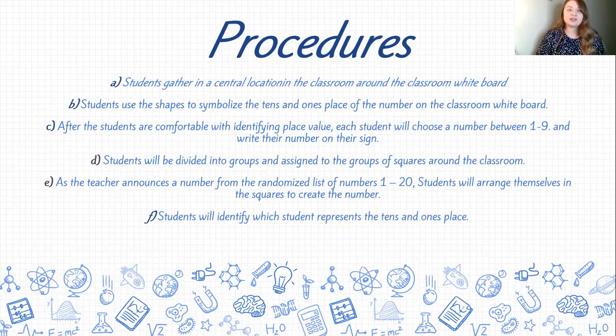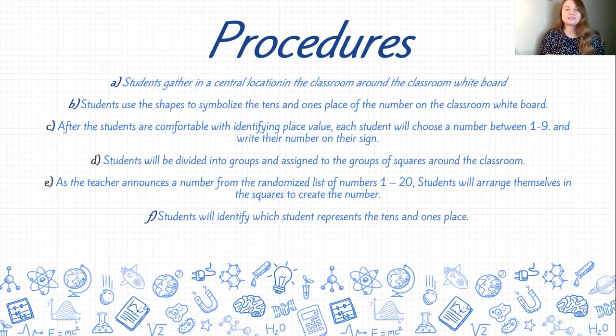To begin our lesson, students will gather in a central location in the classroom, and this needs to be facing the classroom whiteboard. Because there is a number between 10 and 19 already on the whiteboard when the lesson begins, you are going to use this to symbolize the tens and ones place of the number on the classroom whiteboard. As discussed earlier in the materials, there will be magnetized shapes for the students to use. You may assign 1 shape for the tens place and another shape for the ones place.